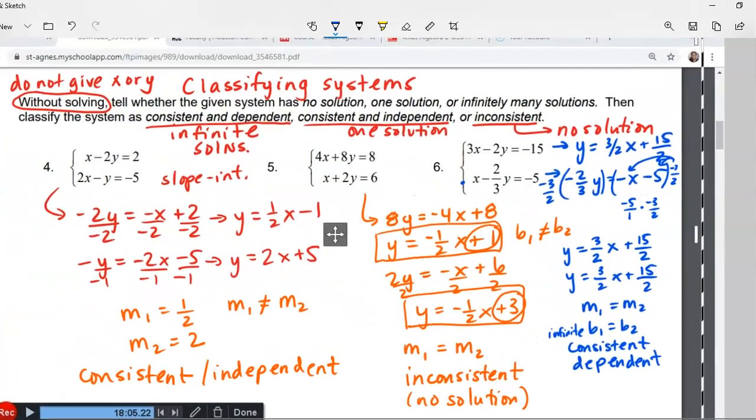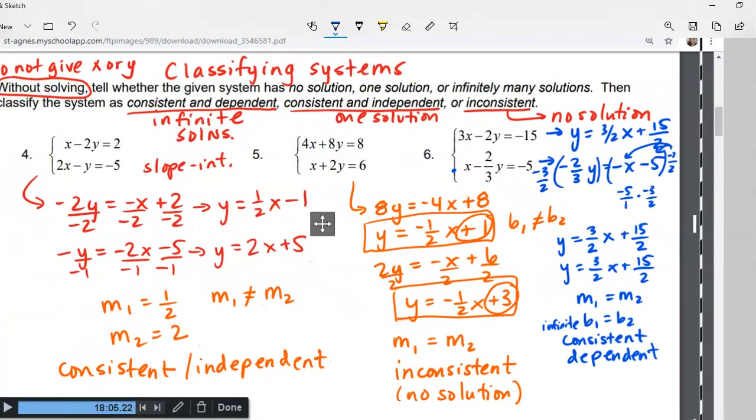Zoom out of here. That's all the work that should be shown. It proves everything. It shows the classification. Go back over that slide if you don't understand it, and I'm going to move on to number 7.